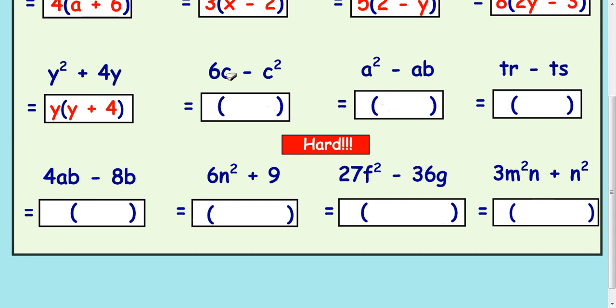Looking at this next one, the letter that's common to both parts is c. C times what makes 6c? We need a 6. A takeaway. And c times what makes c squared? That needs to be a c.